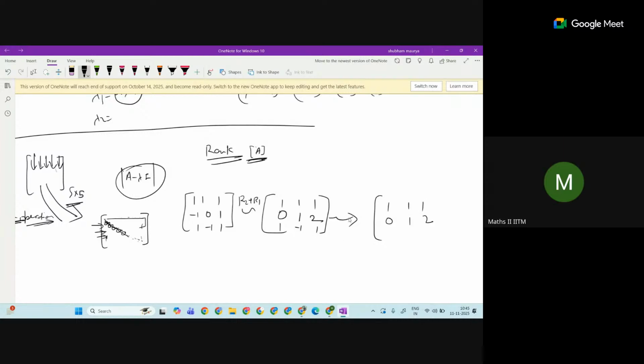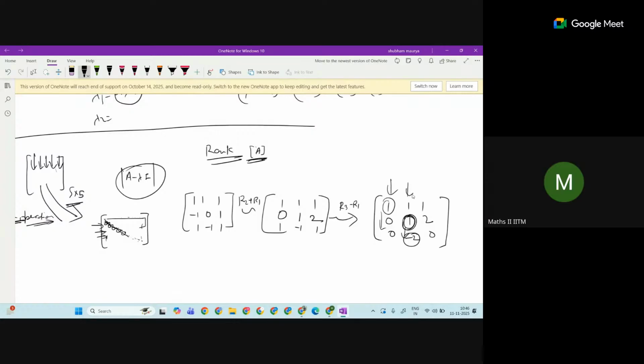In the next operation you can do r3 minus r1. So here is going to be 0, here is going to be minus 2, and here it is going to be 2. Now this one is your pivot element, and here is another pivot element, and below it is 0. We also have to make the entry below it 0, so we do the next operation and we can easily make it 0. So this is called a pivot.